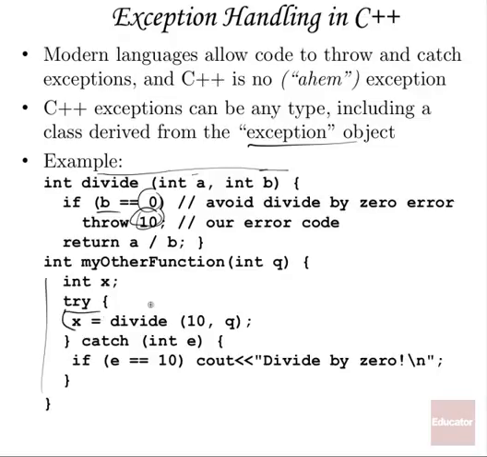So x is dividing 10 by q. We don't know what q is because that was passed to us by our caller. And if we get an exception, that'll be passed into e. We can say if e is equal to 10, then we'll print out we have a divide by 0 error, or we can throw our own exception so that our caller has to deal with it. Or we can just ignore it, and the exception will automatically go up to whoever called our function.